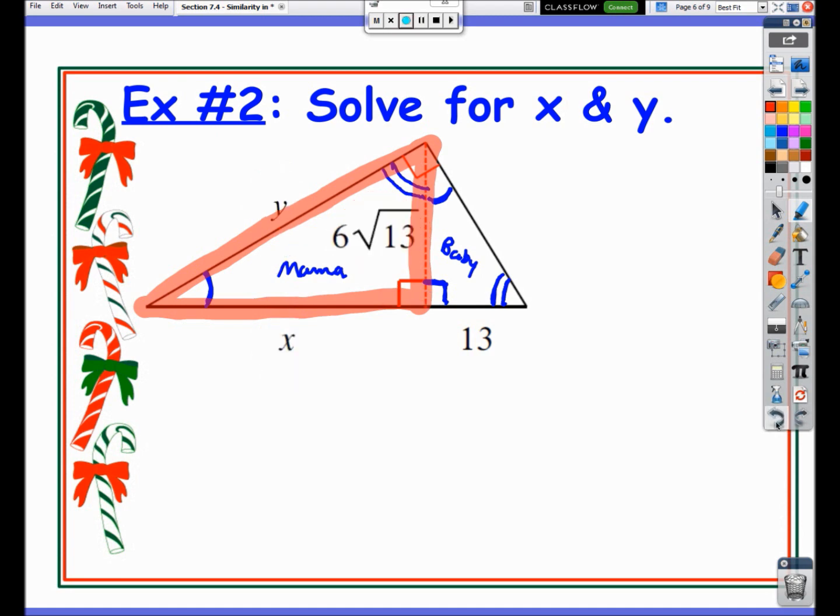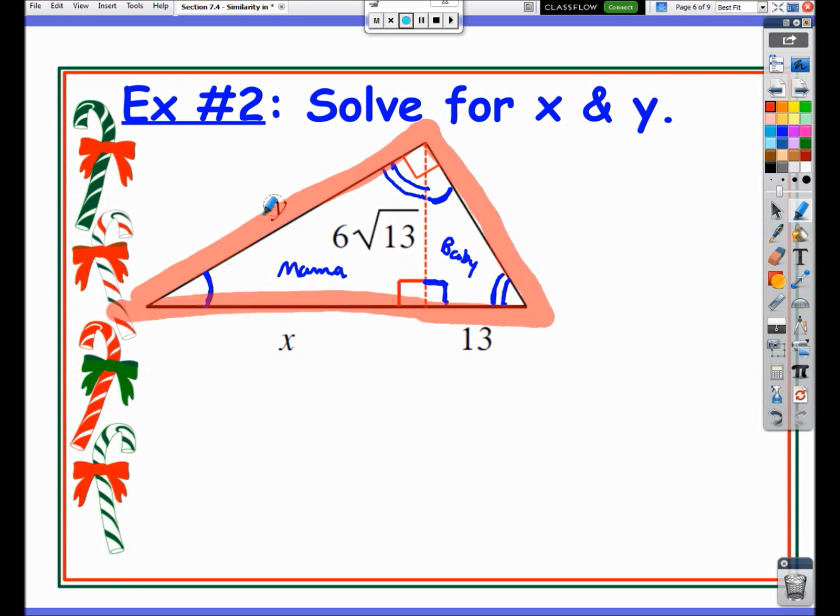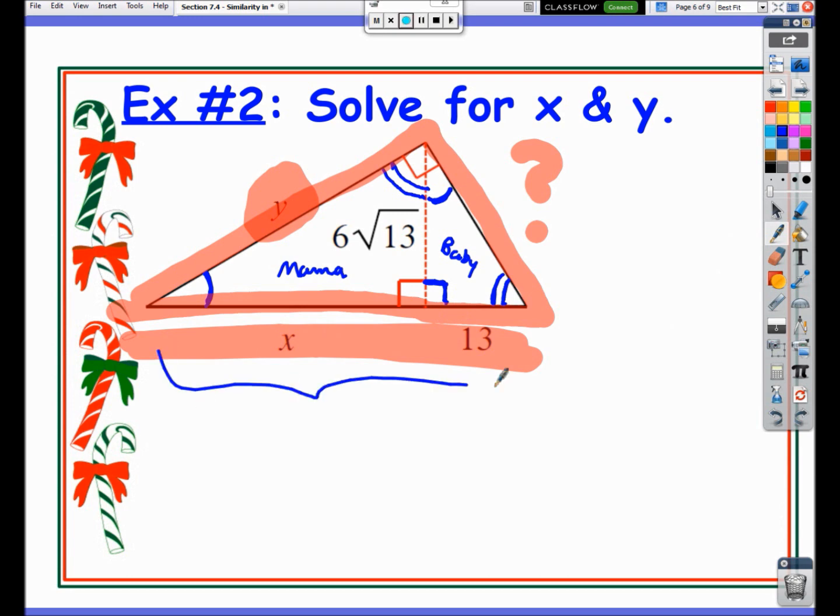How about papa triangle? What do we know about papa? So in big papa here, we've got the y side. We've got this side, which we don't have anything labeled. But again, remember, we could figure out what it is with the Pythagorean theorem and the baby triangle. And then the hypotenuse, really we got this x and this 13, but that just means that the whole hypotenuse is x plus 13.